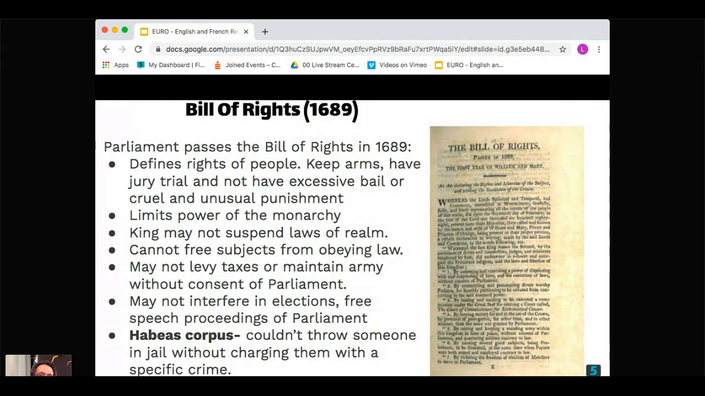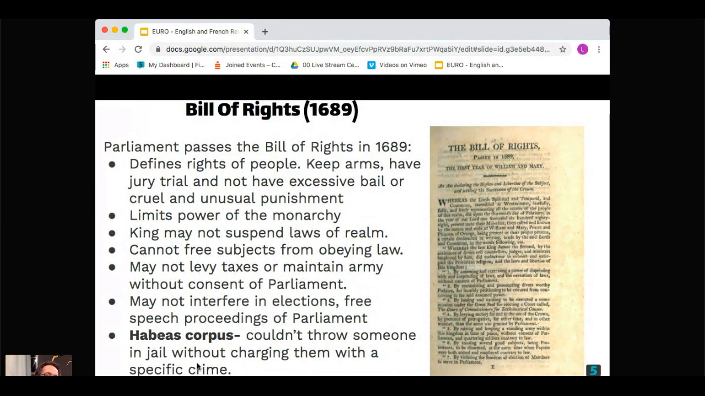So this Bill of Rights specified that people have the right to a jury trial, to keep arms, limited the power of the monarchy, that the king needs to call parliament every certain time, and that there should be elections, or things like habeas corpus, that you can't just grab people and send them into jail without specifically stating what their crime was. So this is also a big influence on the Bill of Rights in the United States.